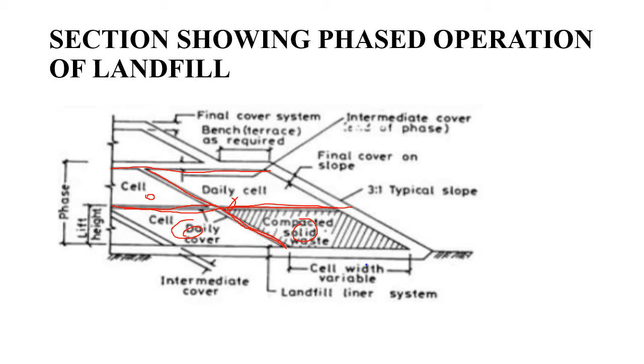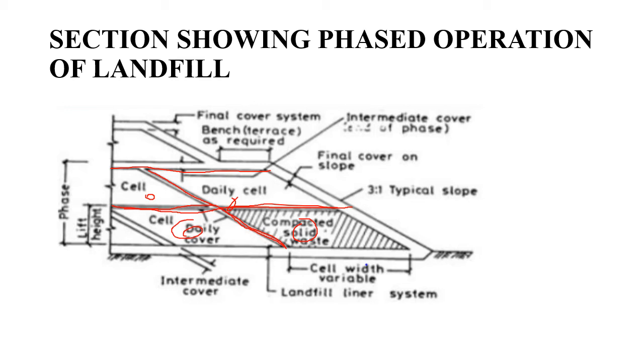Now, what is a lift? See, there is something marked as lift. A lift comprises a series of cells. A cell is the waste material plus the daily cover, and a series of such cells is called a lift. I hope that is clear. Now, there are many cells. So finally, what do you do?